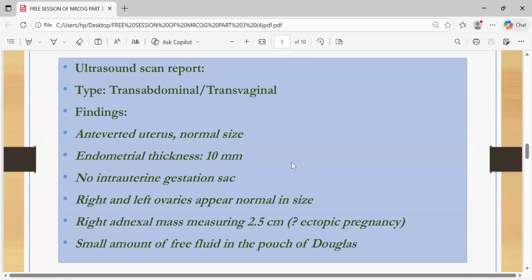Okay. Now this is the ultrasound report. This has to be studied in detail because each and every finding has to be explained to the patient. I'm just discussing the 2 minute point. So this is the ultrasound scan report. The uterus is anteverted, of normal size, with endometrial thickness 10 millimeters. There is no intrauterine sac. Right and left ovaries are normal. There is a right adnexal mass measuring 2.5 centimeters. We are suspecting ectopic pregnancy. And there is a small amount of free fluid in the pouch of Douglas. These are the scan findings. You can also write them down, but when you are used to practicing, you just remember, but you have to explain each and every point.